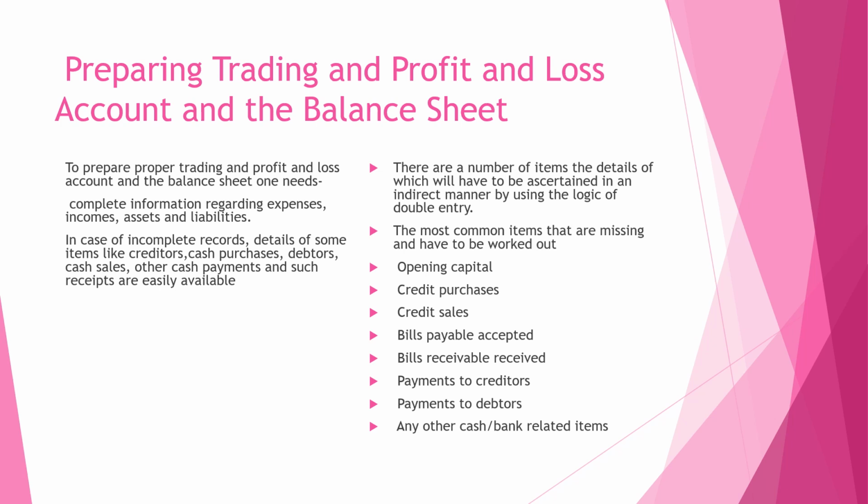To prepare a proper trading and profit and loss account and balance sheet, one needs complete information regarding expenses, income, assets and liability. In case of incomplete records, details of some items like creditors, cash purchase, debtors, cash sales and other cash payments such as receipts are easily available. There are a number of items, details of which will have to be ascertained in an indirect manner by using the logic of the double entry system. The most common items which are missing are opening capital, credit purchases, credit sales, bills payable, bills receivable, payment to creditors, payment from debtors, and any other cash balance items.